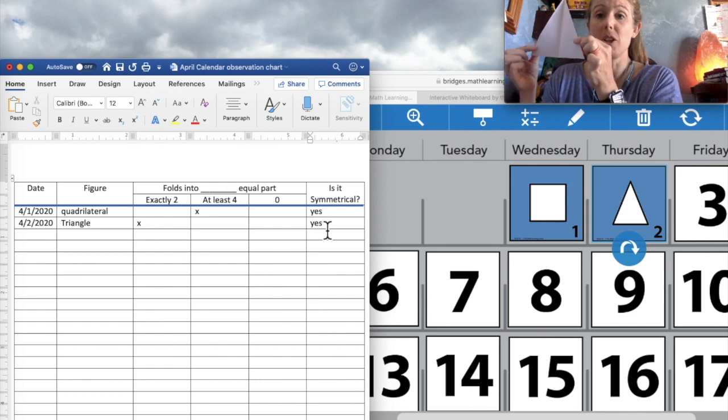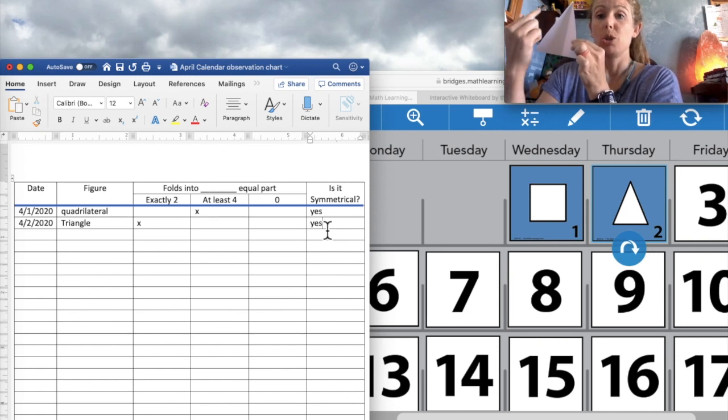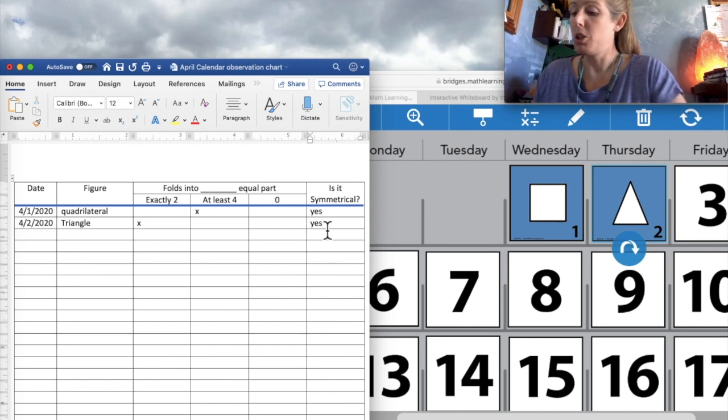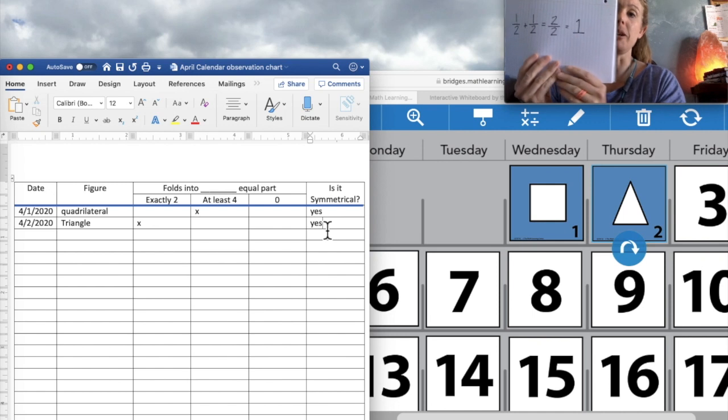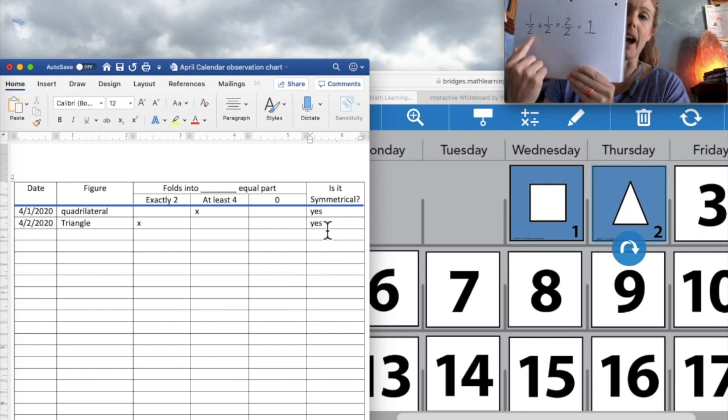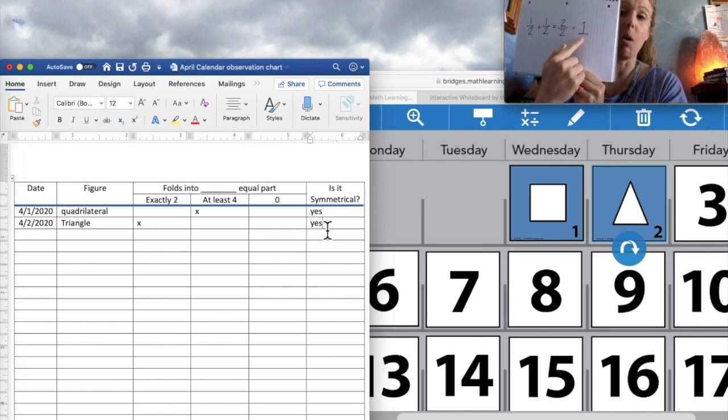If we think of our shape, it does have 2 equal parts. In other words, we can say that our shape has 2 halves. 1 half, 2 halves equals 2 halves or 1 whole. I'm going to show you my number sentence here. I have 1 half plus 1 half equals 2 halves, or we consider it as 1 whole.